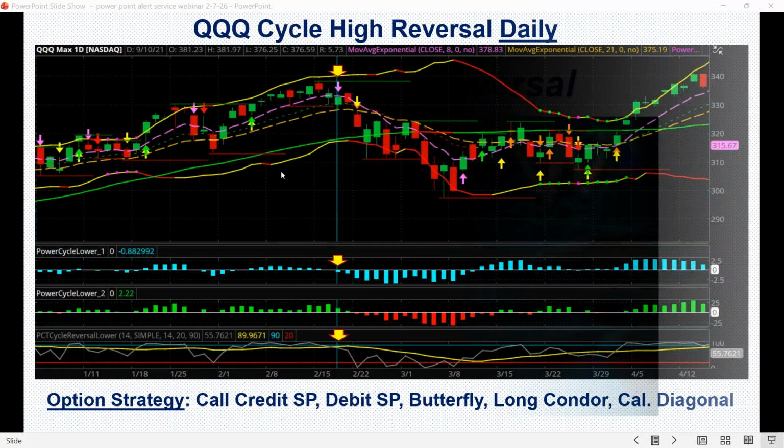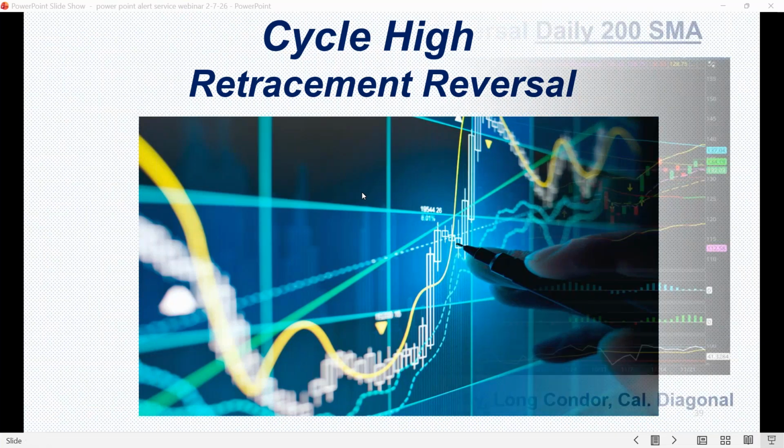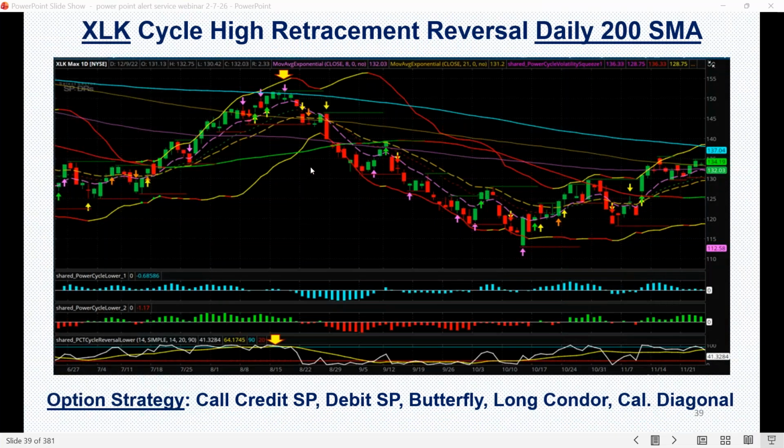And then the next one is your cycle high retracement reversal. This is where we had a big, huge move up into a key moving average. This was an example on XLK technology sector, and it moved up into the 200-day simple moving average right here. Look at that huge moving average resistance. Finally stalled out there, traded all the way back down. All right, so those are the key moving average patterns that I look for there.